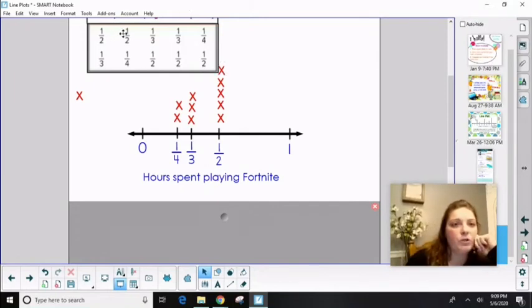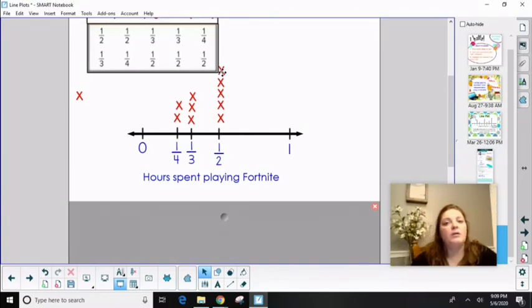So I should have 1, 2, 3, 4, 5 times 2. I should have 10 X's. 1, 2, 3, 4, 5, 6, 7, 8, 9, 10. I'm good. All right, so I have all my data represented.